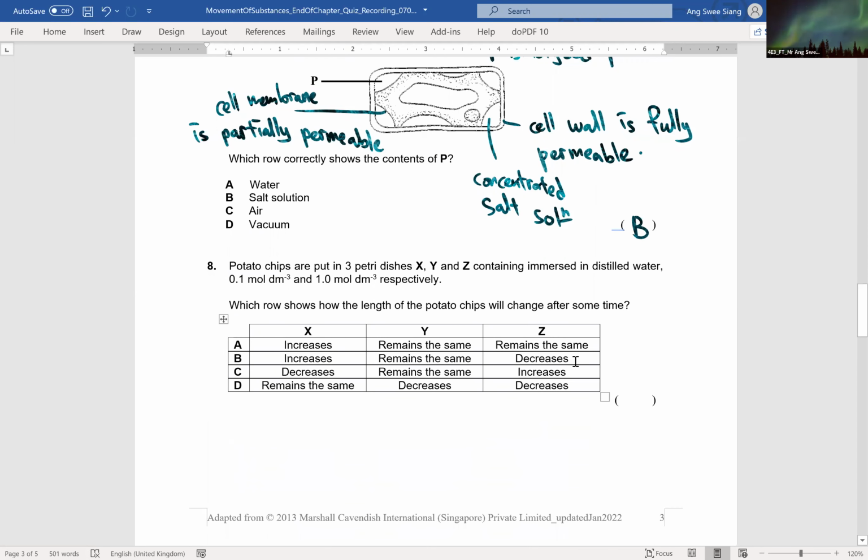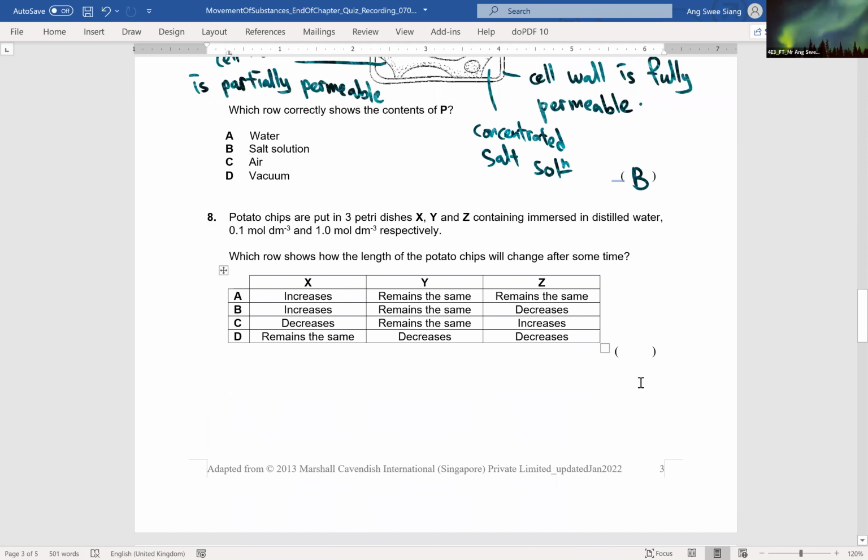Now for question 8, you have three different Petri dishes, X, Y, and Z. Each of them is filled with either distilled water, 0.1 mole or 1 mole. So 1 mole per dm cube. Mole per dm cube is a unit of concentration. So the higher the value, the more concentrated the solution is.